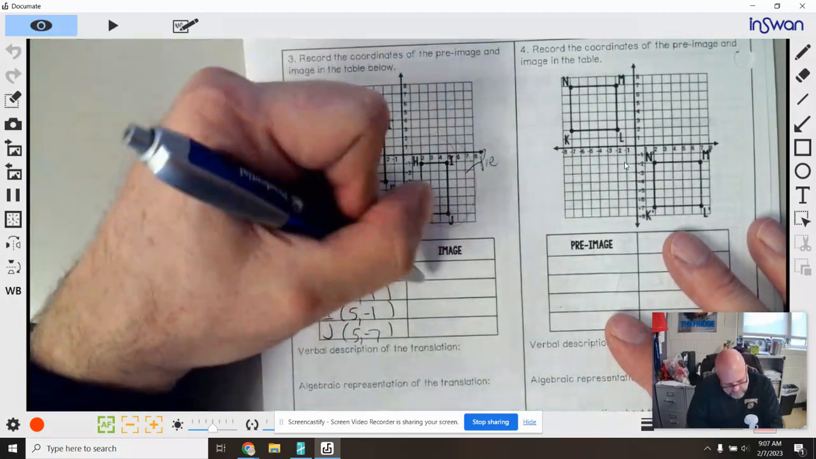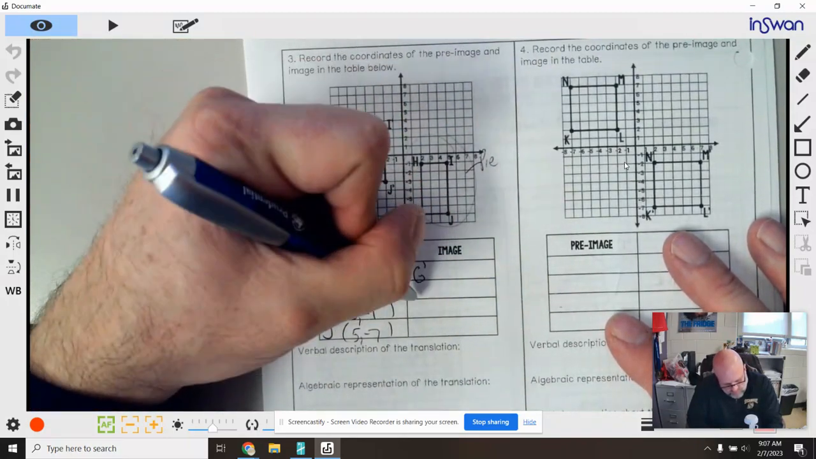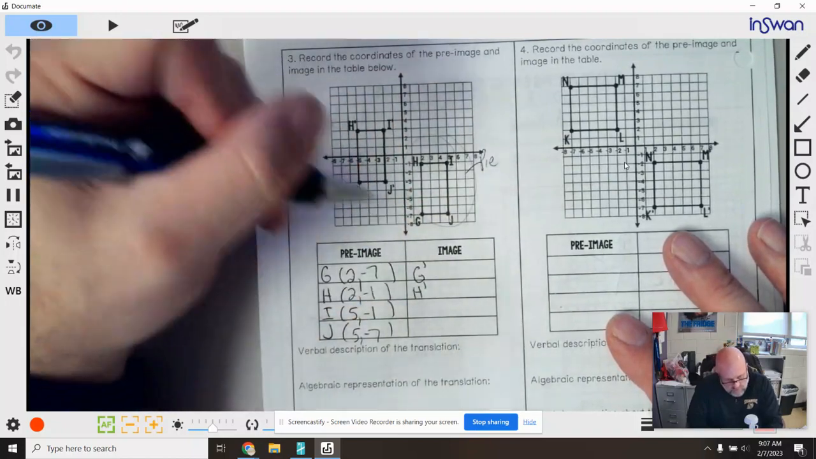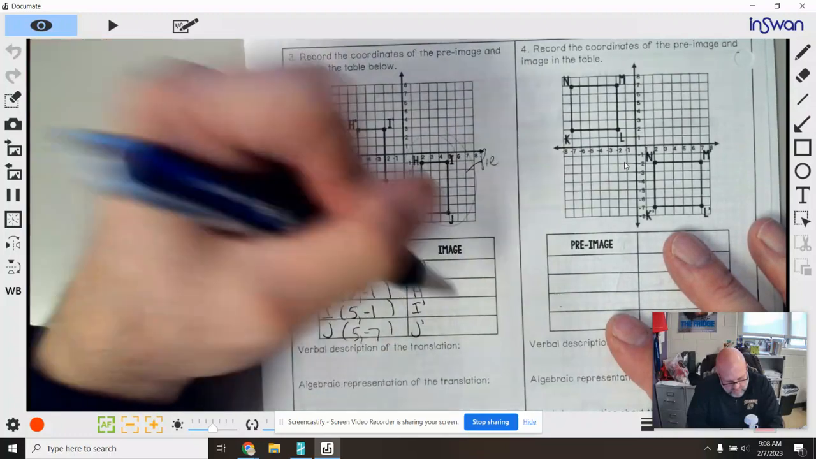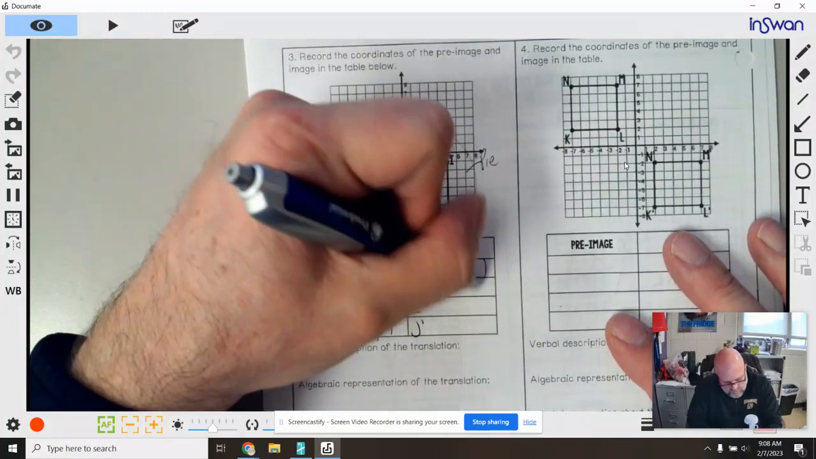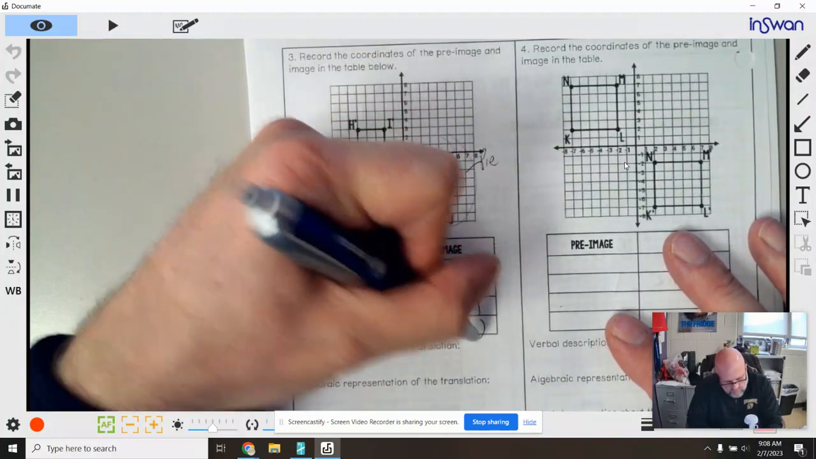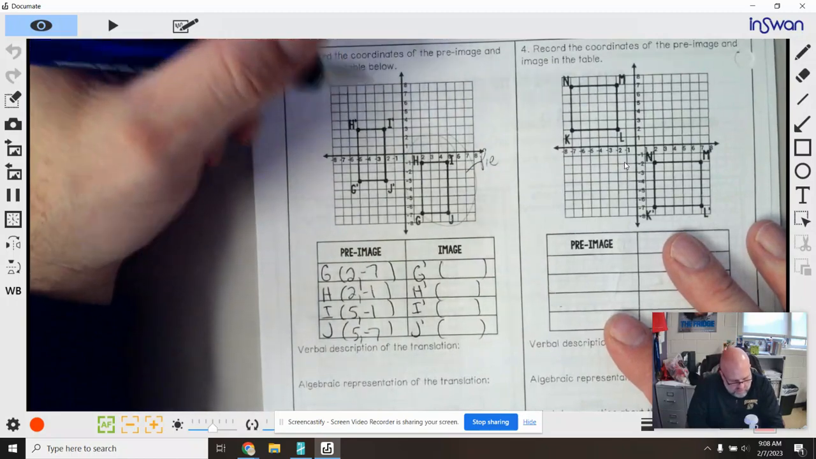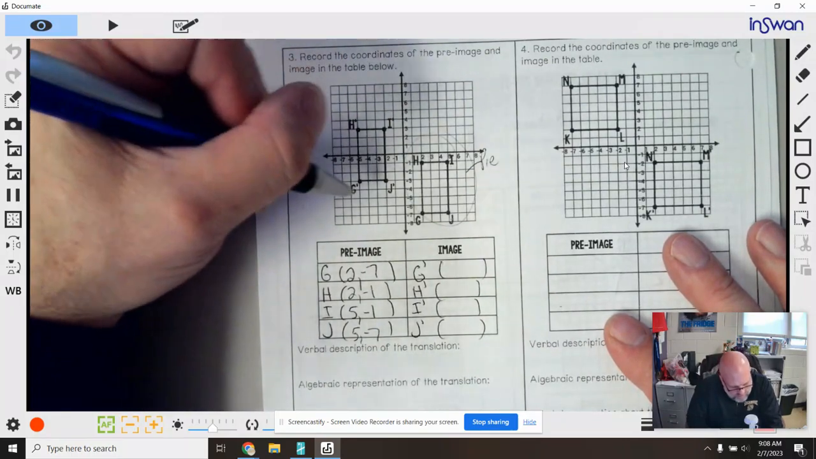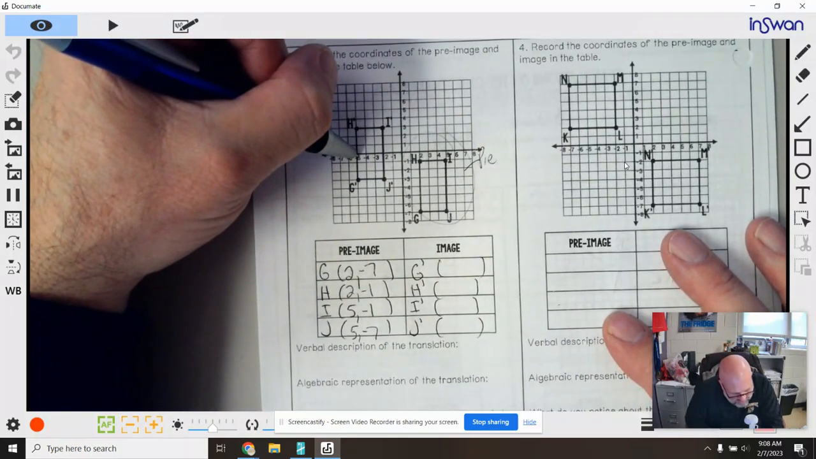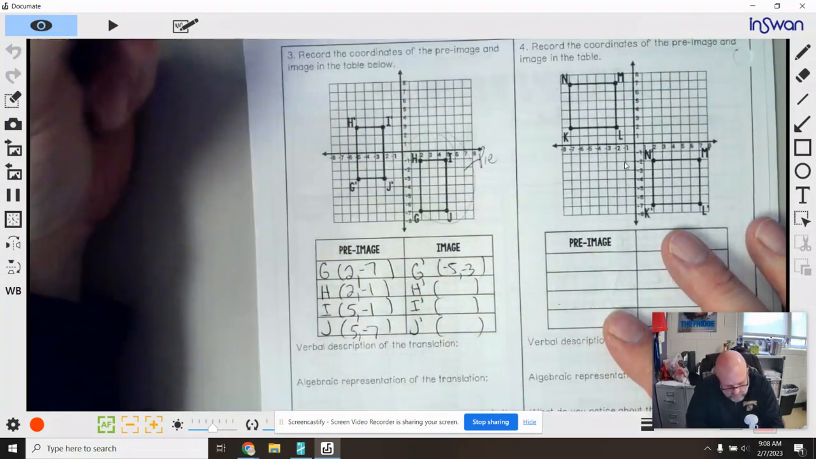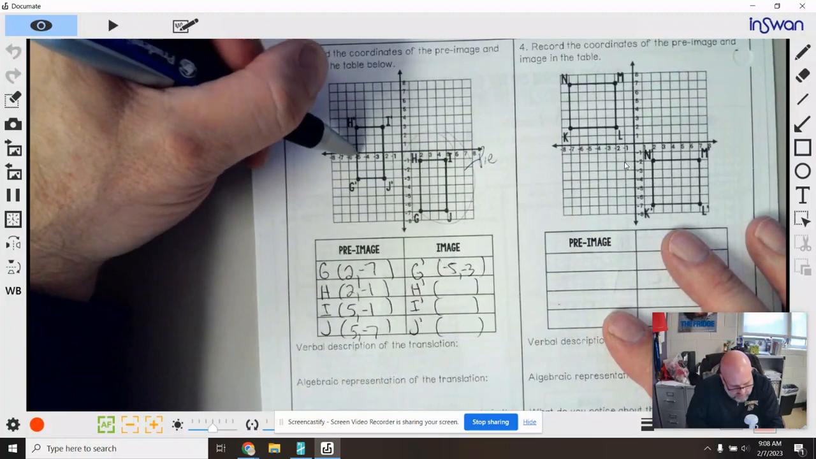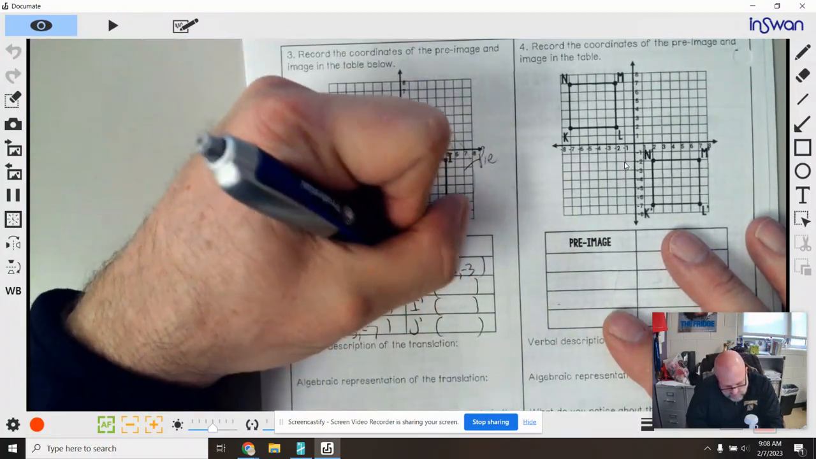Okay, so now our new image, we're going to rewrite those points. So G prime, H prime, I prime, J prime. All right, so if I look at my G here, that point is at -5, -3. And then H is at -5, 3.